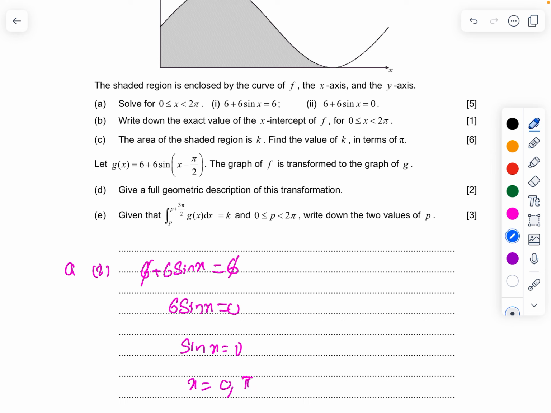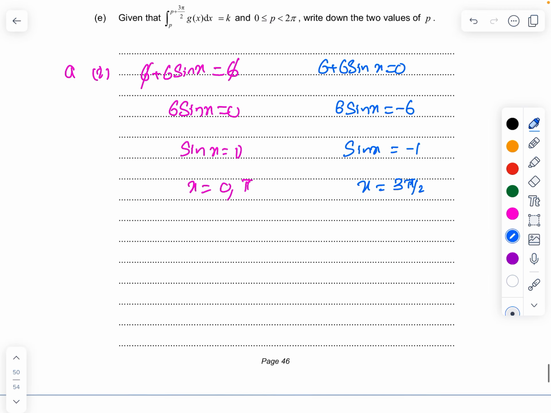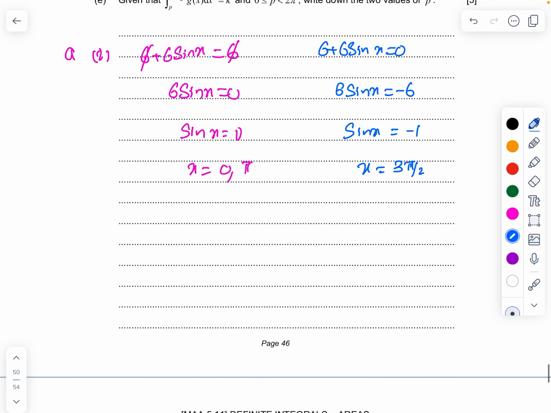The next one is nothing but what? 6 plus 6 sin x equals 0. 6 sin x equals negative 6. Sin x equals negative 1. So x equals 3 pi by 2. You can use sine inverse of negative 1, which is 3 pi by 2, 270 degrees.